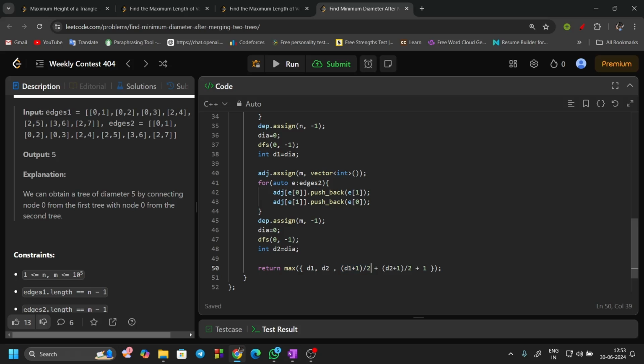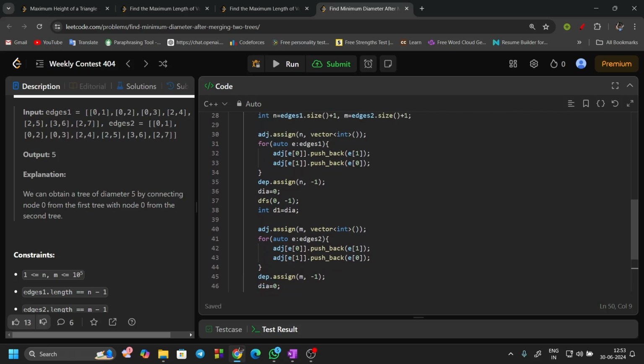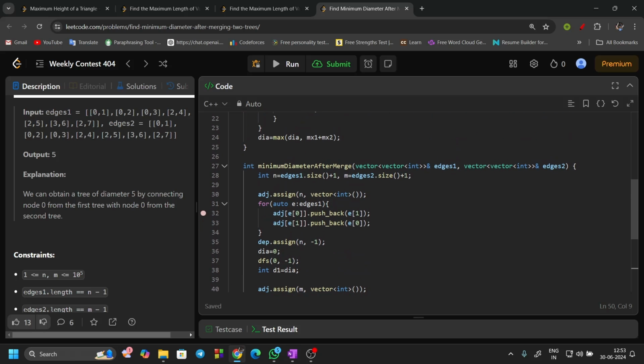If you had to do the floor, you would just do D1 by 2, because D1 by 2 would give you the floor integer of that. Okay, so the ceil of D1 by 2, plus the ceil of D2 by 2, plus 1. This is my D3. So I've maximized D1, D2, D3. This is my final answer. So this was the explanation for the third problem.